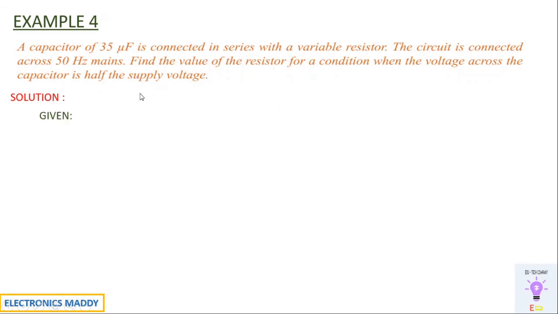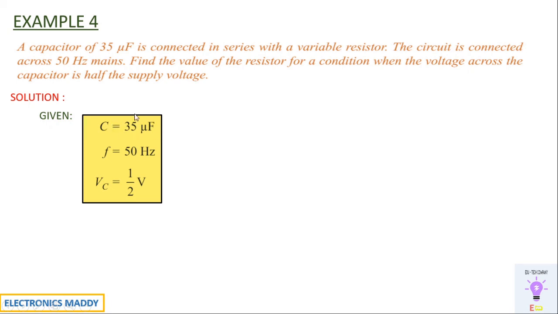I will explain it. So first up, they've given the value of C, they've given the supply frequency. This condition is when the voltage across the capacitor VC is half the supply voltage, that is equal to half into V. They have given this condition. Now they've asked us to find the value of R. That is the only thing that we have to find with respect to this problem. So just pause this video at this place and try to solve this problem on your own. If you're not able to solve that, just go through the analysis that is given here now.